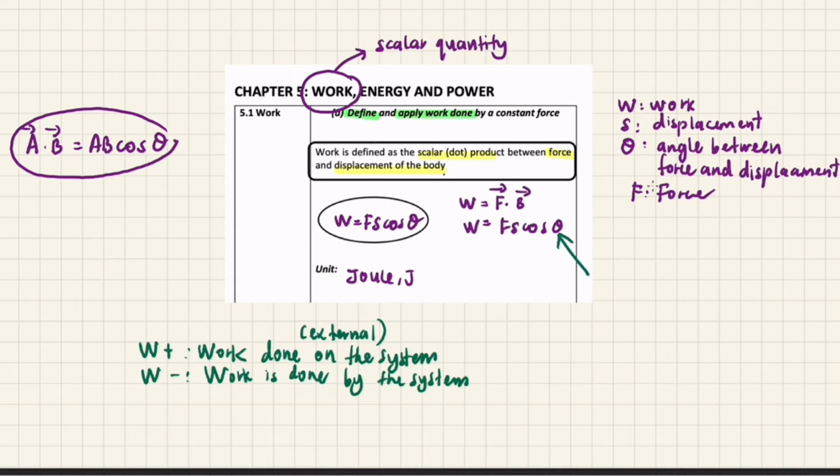And the force dekat sini, it can be any of the 5 forces that we've learned in chapter 5. Kita ada normal force, kita ada weight, kita ada tension, kita ada friction, kita ada external force. Dia boleh jadi antara mana-mana 5 itu, which will be our force.